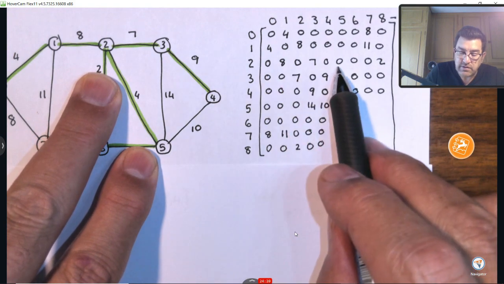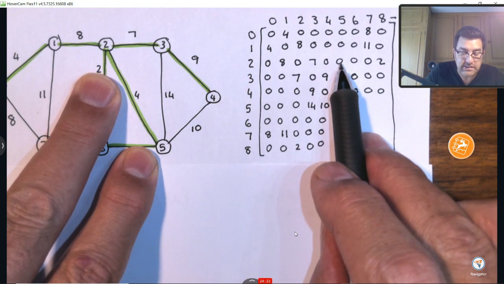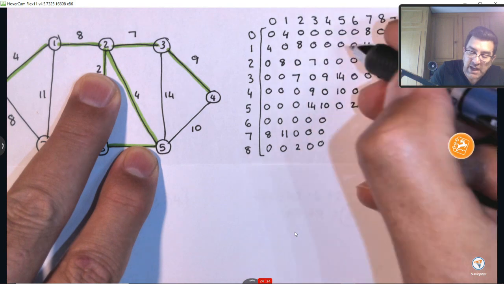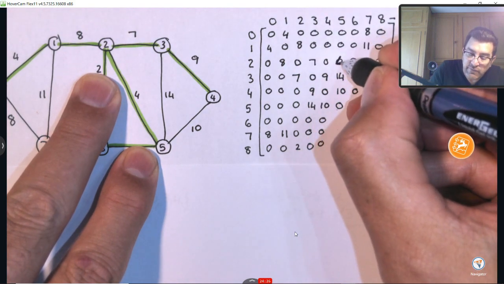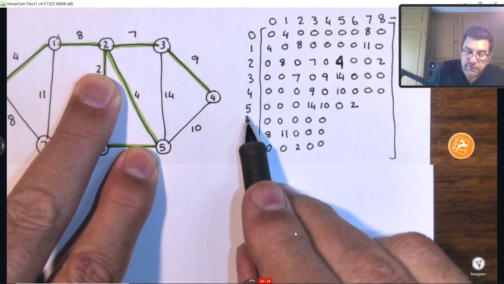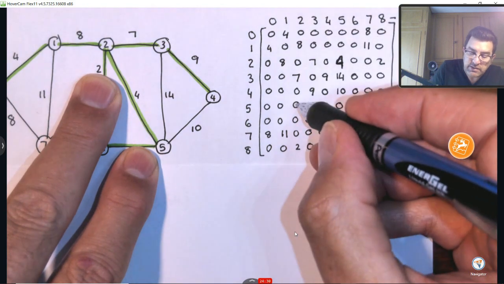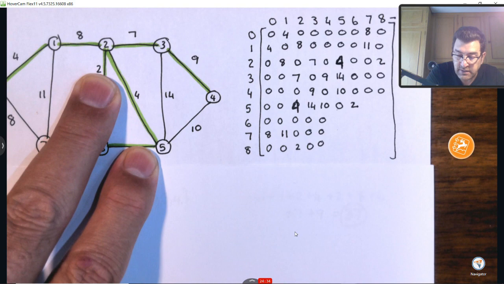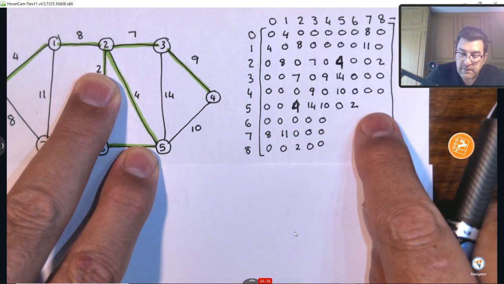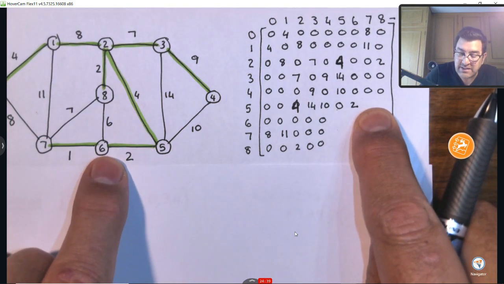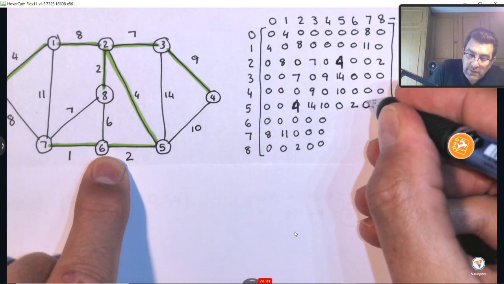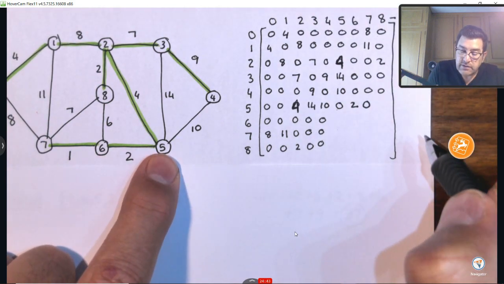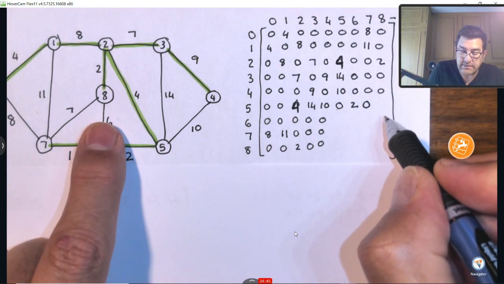So we filled in 2 and 5 with a 0, but 2 and 5 actually should have a 4. So 5 and 2 must also have a 4, because there is definitely an edge connecting them. It was a silly oversight. So 5 to 7, there's nothing, and 5 to 8, there's nothing.